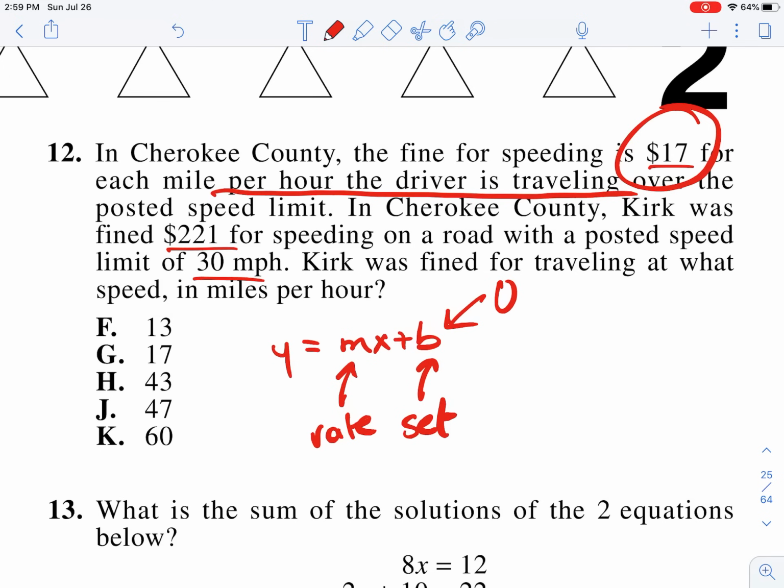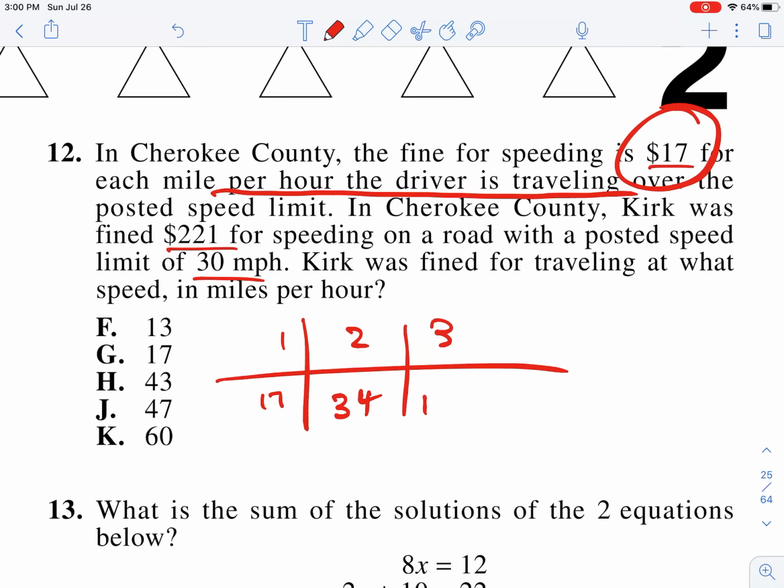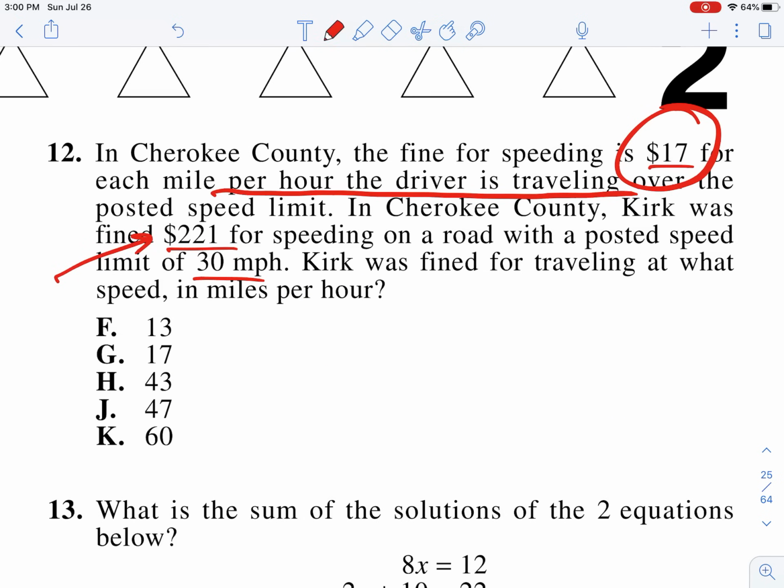So for every 1 mile, you go up a certain value. If I was to put this in a table, for 1 mile over, it would be 17. For 2, it would be 34. For 3, it would be whatever 17 times 3 is. You can see where this is going, and you take this all the way up to whatever this guy had at 221. So in order to find that, you have to apply a formula, and that's what y equals mx plus b can do for you.